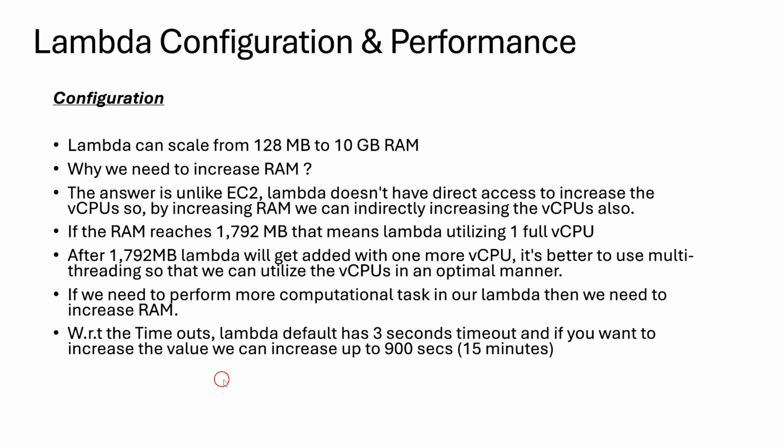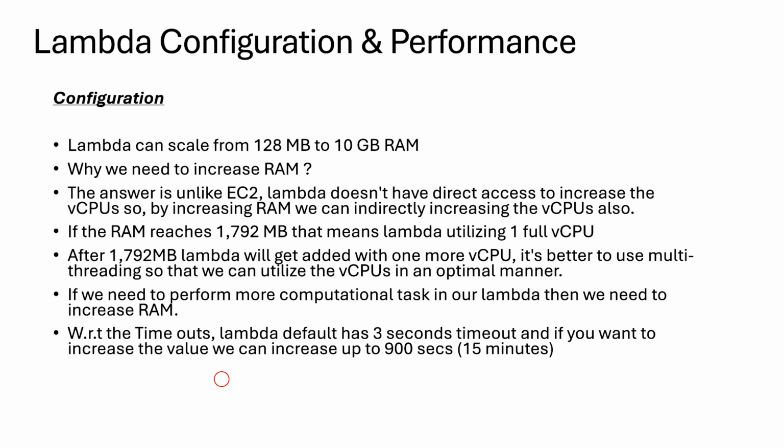And with respect to timeouts, Lambda by default has a 3 second timeout. If you didn't set any timeout, by default Lambda takes 3 seconds. If you want to increase the value, you can increase it up to 900 seconds, that is 15 minutes. So the maximum value you can set for a Lambda timeout is 15 minutes and the default is 3 seconds. You can decrease the default timeout, but it's ideal to keep 3 seconds. If you have a more computational task, where your Lambda will run for many minutes, in that case you use 900 seconds as your highest value.